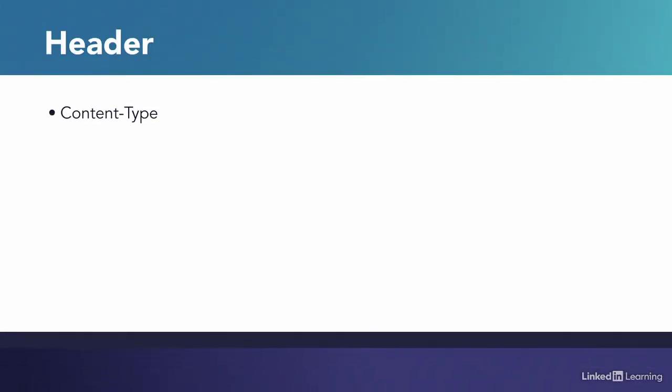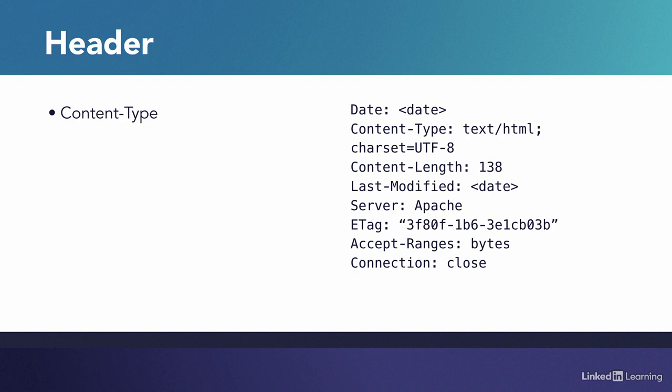The content type is the media type of the message. In our example, it's text/HTML. The content length is the length in bytes of this response message. The accept range is the ability to respond to requests for certain byte ranges, or byte serving. In our example, we saw that it simply states the response is in bytes.